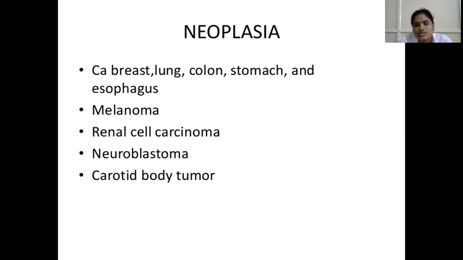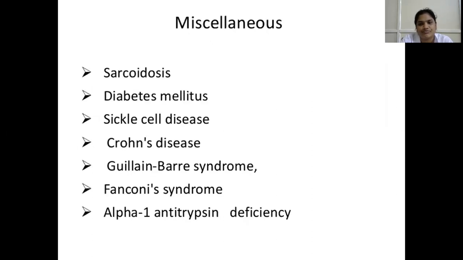And carcinomas like breast, lung, colon, stomach, and the esophagus, renal cell carcinomas, neuroblastomas, carotid body tumors, melanoma can be seen. So sarcoidosis, diabetes, sickle cell disease, Crohn's disease, GVHD, alpha-1 antitrypsin deficiency, and Fanconi syndrome. These are the other causes.